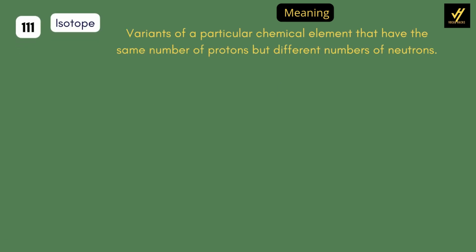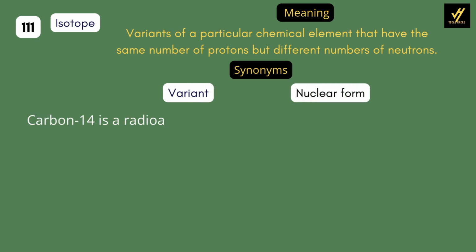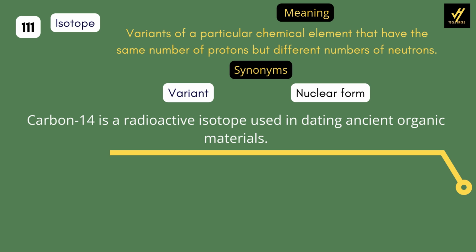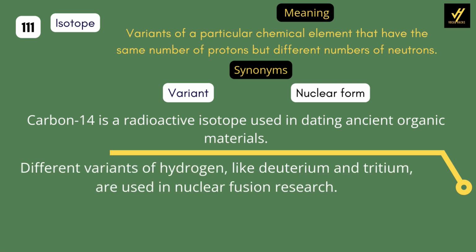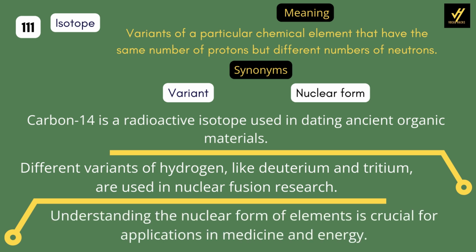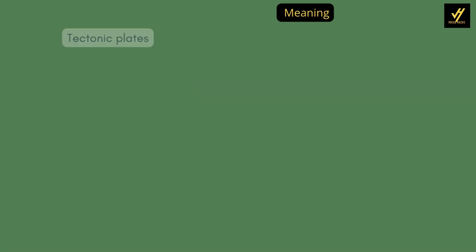Isotope, variants of a particular chemical element that have the same number of protons but different numbers of neutrons. Variant, nuclear form. Carbon-14 is a radioactive isotope used in dating ancient organic materials. Different variants of hydrogen, like deuterium and tritium, are used in nuclear fusion research. Understanding the nuclear form of elements is crucial for applications in medicine and energy.